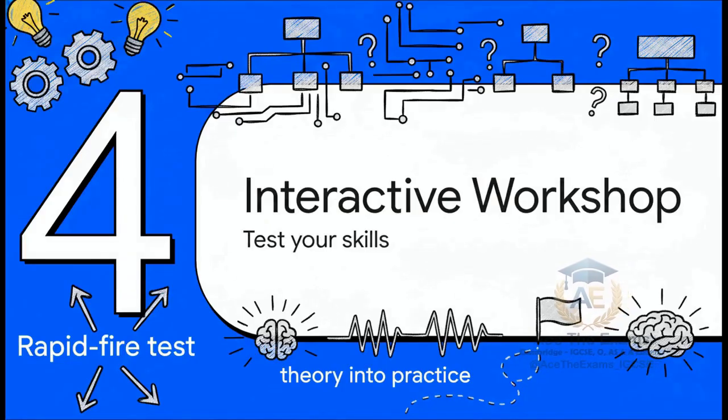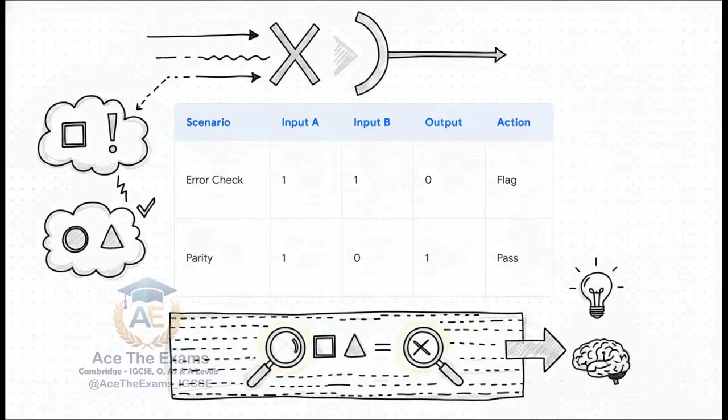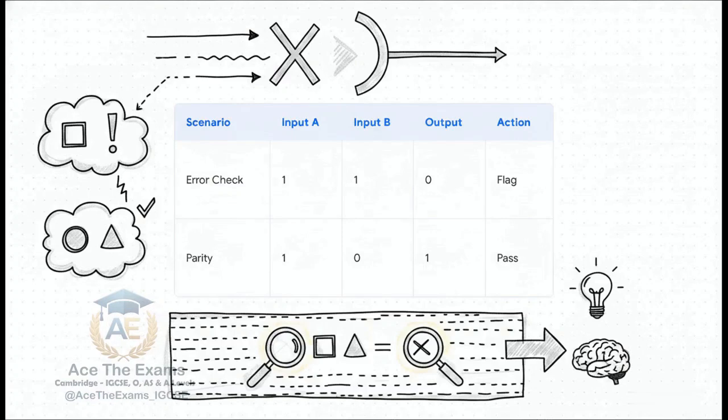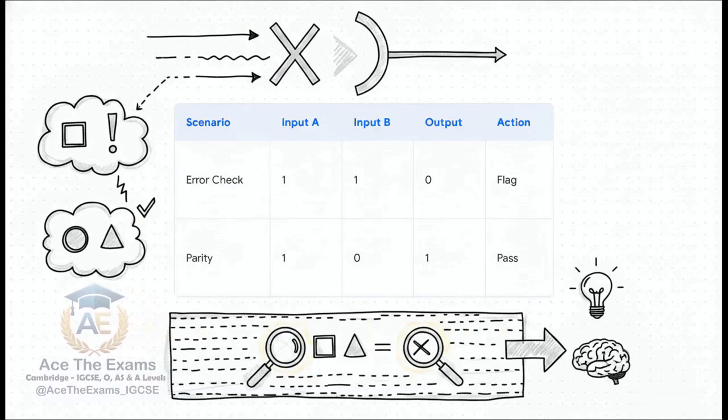Welcome to Act 4, the interactive workshop. It's time to put all this theory into practice. Challenge 1 is a 60-second data scan. Look at this complex XOR logic table representing a system state. You have 2 scenarios here, an error check and a parity check. Scan that data. What is the core trend happening here?